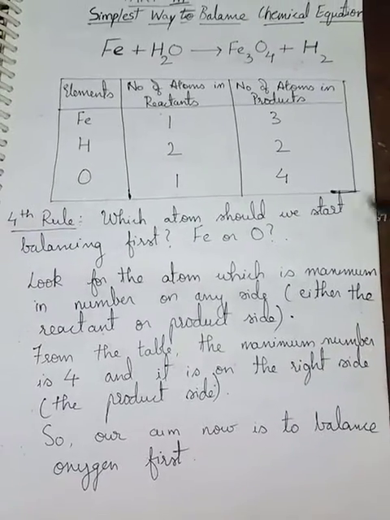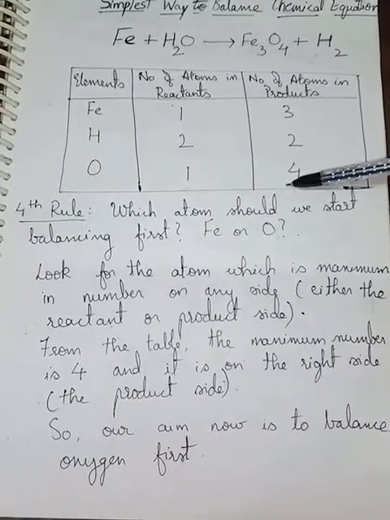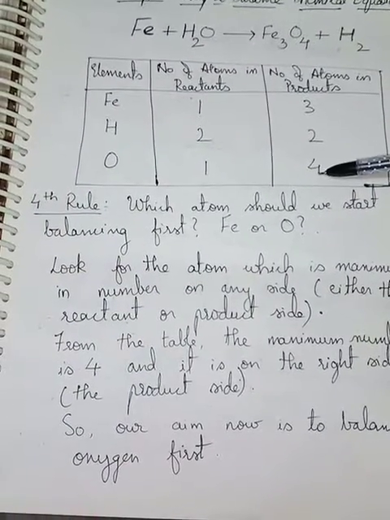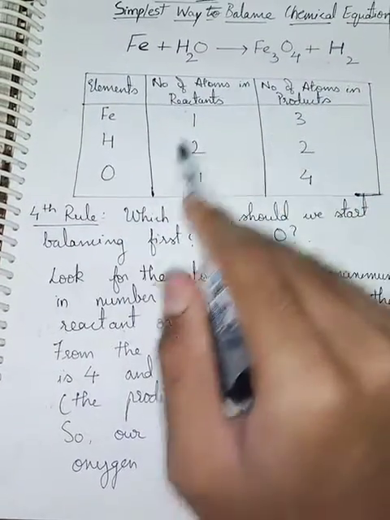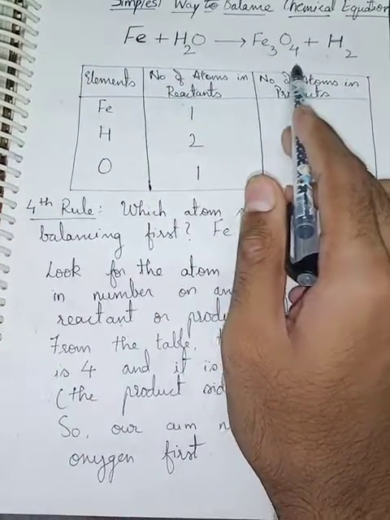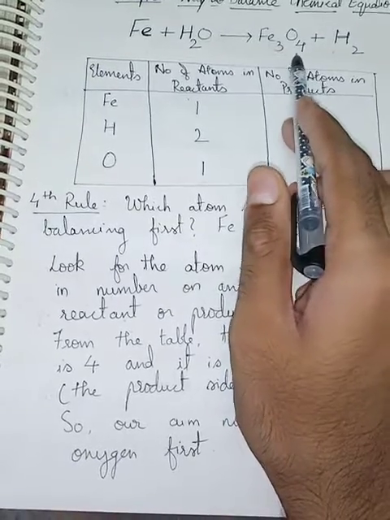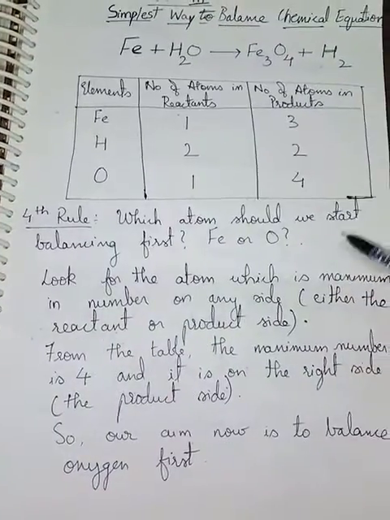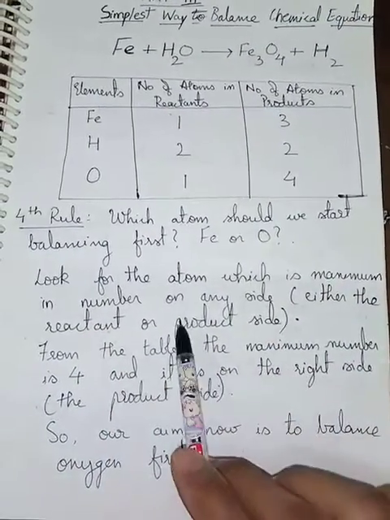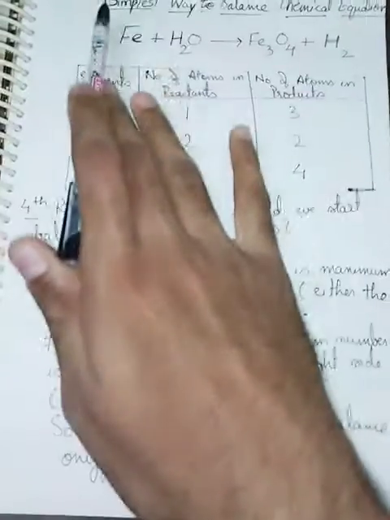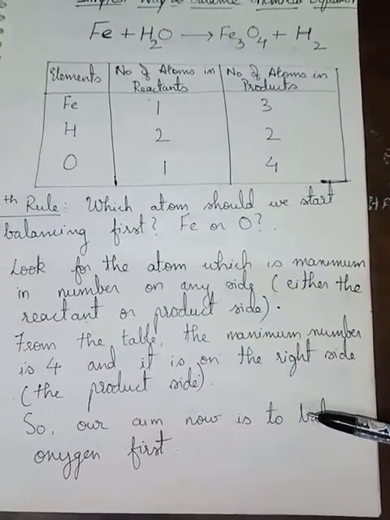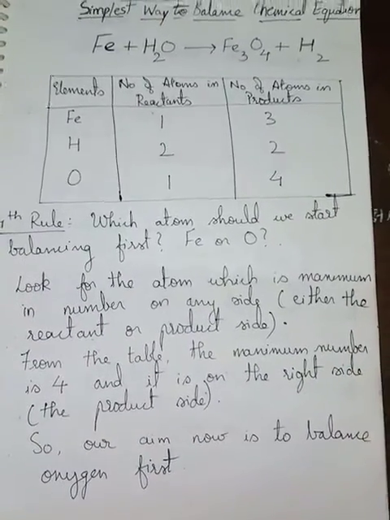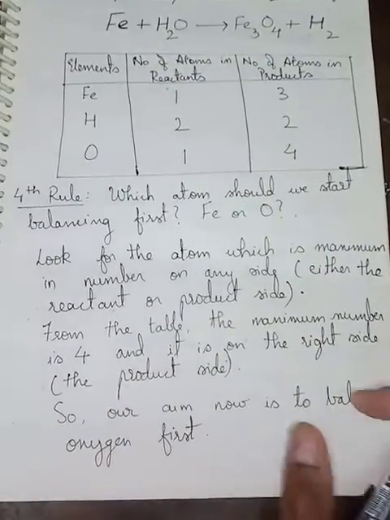So look for the atom which is maximum in number on either the reactant or product side. From this table the maximum number is 4, and it belongs to oxygen. The number of oxygen atoms in the product is 4, and in the reactant it is 1. So the fourth rule says if you find the maximum number of any atom on either side, you need to start balancing with that one. So now the aim is to balance oxygen first.